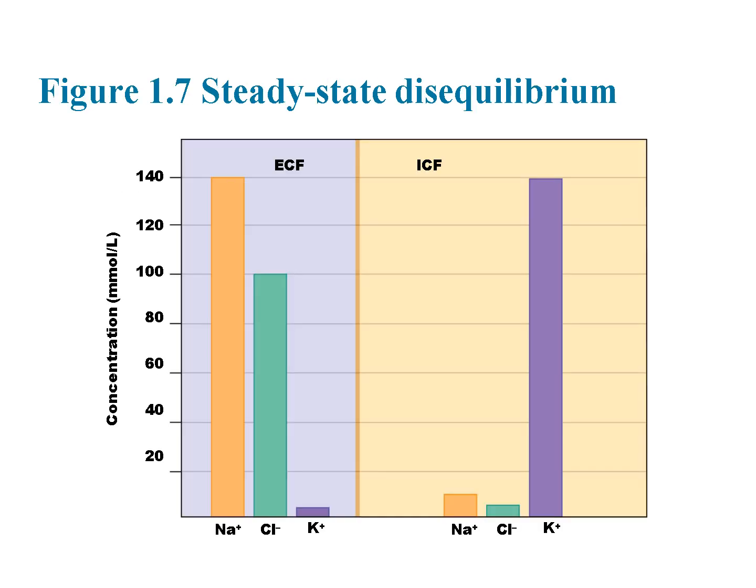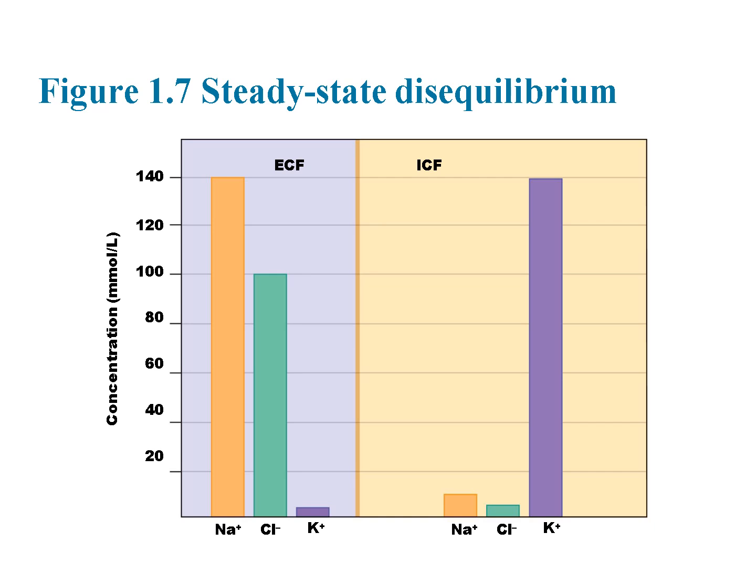This figure illustrates the concept of steady-state disequilibrium, an essential aspect of homeostasis. Extracellular fluid. Sodium ions are highly concentrated in the ECF, represented by the orange bar. Chloride ions also have a significant presence in the ECF, shown in green. Potassium ions are in very low concentrations in the ECF. Intracellular fluid. Inside the cell, the concentration of potassium ions is extremely high, represented by the purple bar. Sodium and chloride ions are found in much lower concentrations in the ICF.